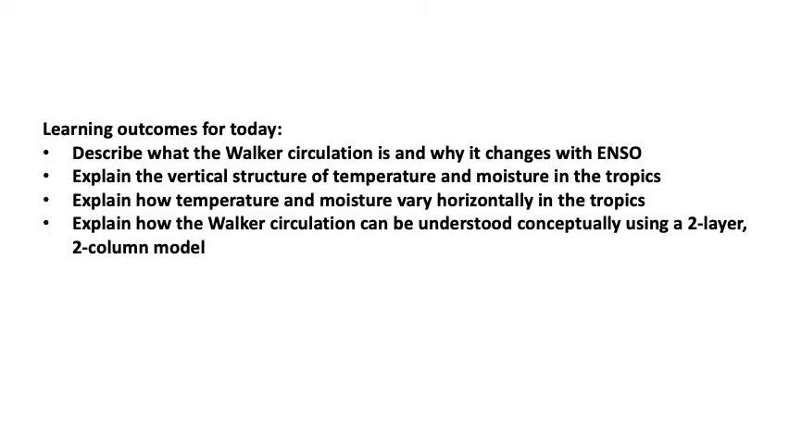All right, so the learning outcomes for today are to describe what the Walker circulation is and why it changes with ENSO, El Nino, La Nina. Explain the vertical structure of temperature and moisture in the tropics. Explain how temperature and moisture vary horizontally in the tropics. Explain how the Walker circulation can be understood conceptually using a two-layer, two-column model, which will hopefully make more sense in a little bit.